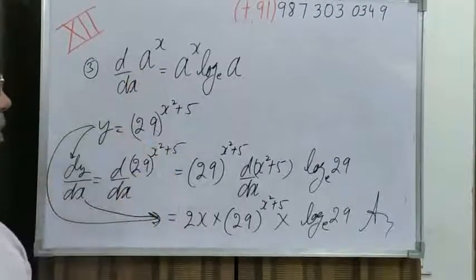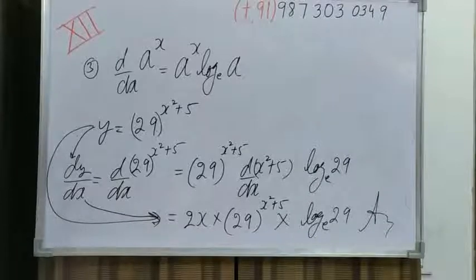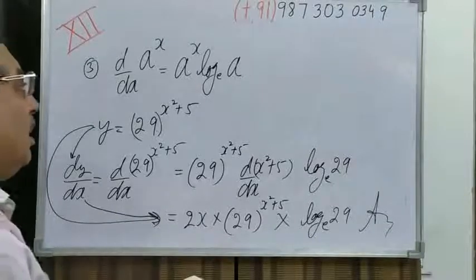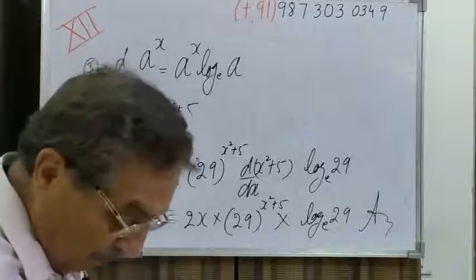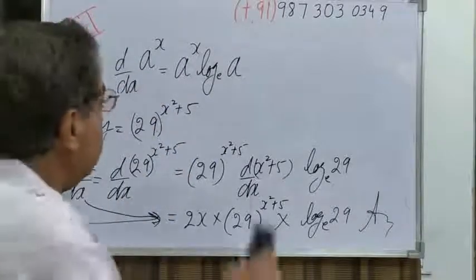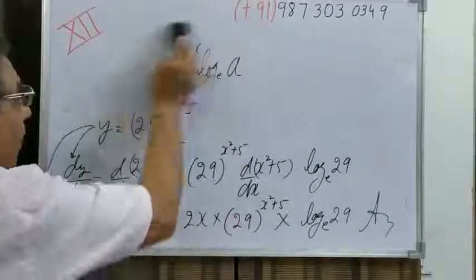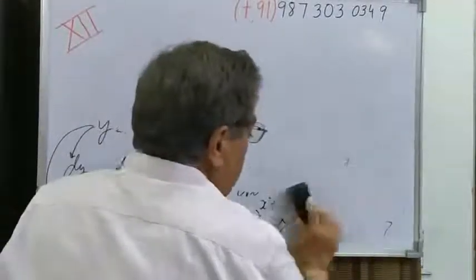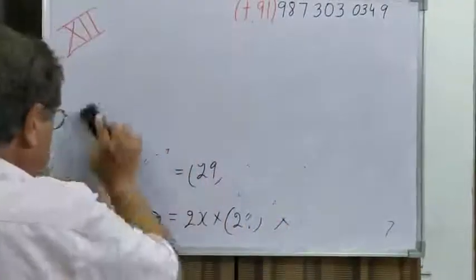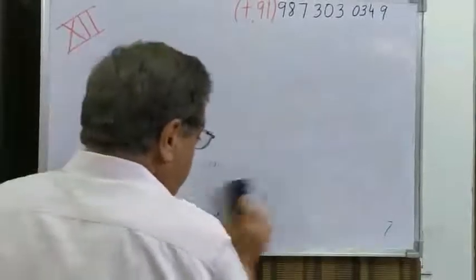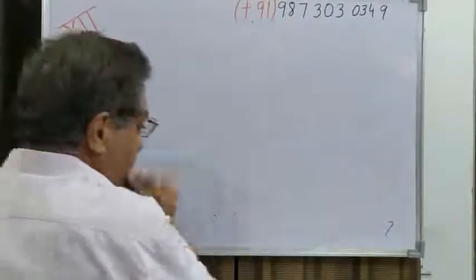Remember this formula: a to power x, where a is any arbitrary base, say any real number, 29, 3, 4, 5, and we have to differentiate this way. After knowing this one, let us go to the next formula. And what is the next formula we have with us?